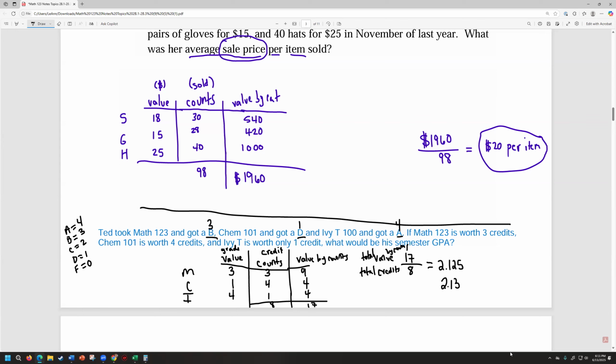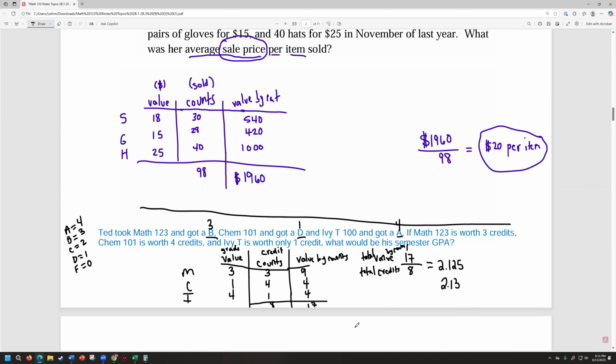And Newton will ask you to do that a lot of times in the homework. It'll say round it to 2 decimal places, or to the nearest hundredth. But the reason their GPA is so low, even though they got an A and a B, is because they made a D, which is worth very little in point values, but they made that in one of their biggest credit earning classes.